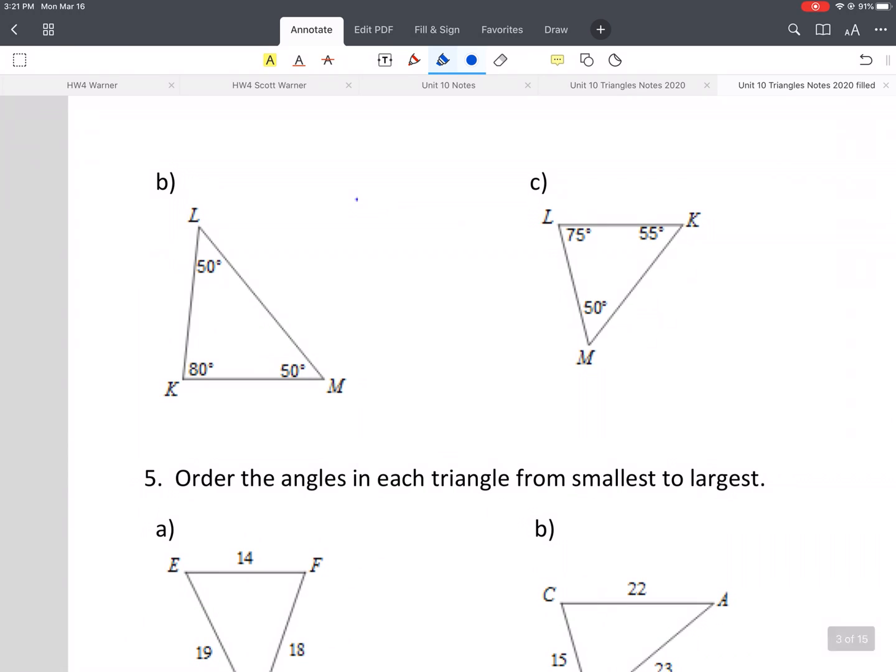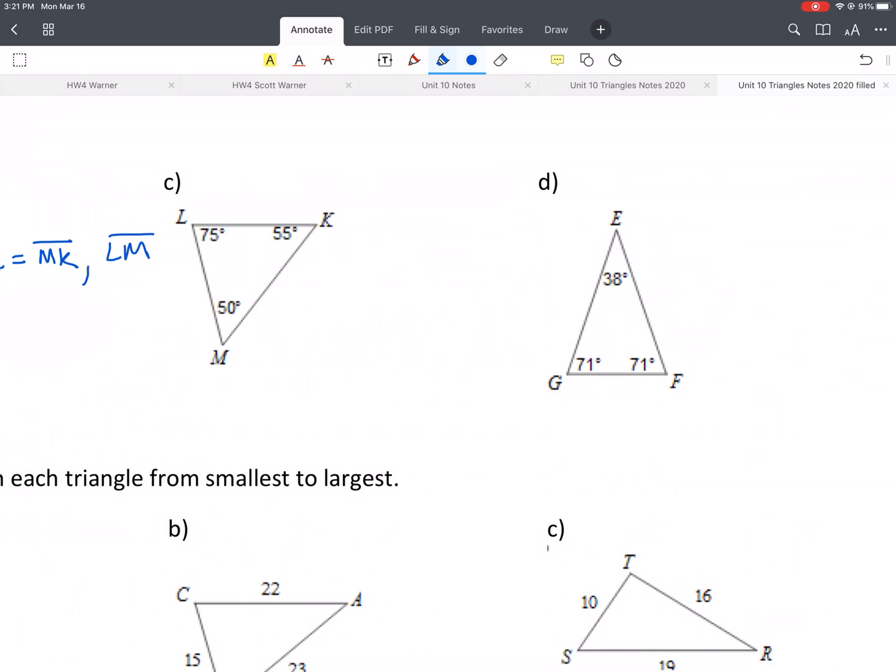Here we've got the smallest. These both have the same angle. So the sides across from those angles are the same length. So we'd have something like KL is equal to MK or KM, either way. And then the largest side would be across from the largest angle, which would be LM. Okay? So give those two a try if you can, and we'll see how you're doing.